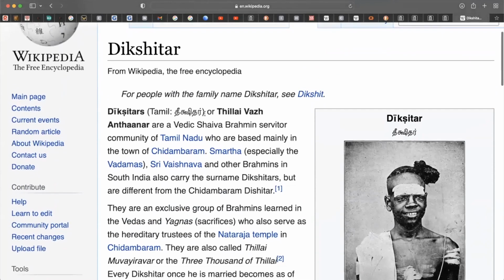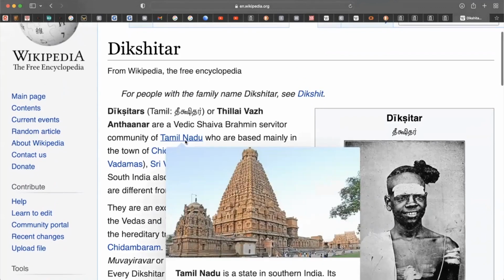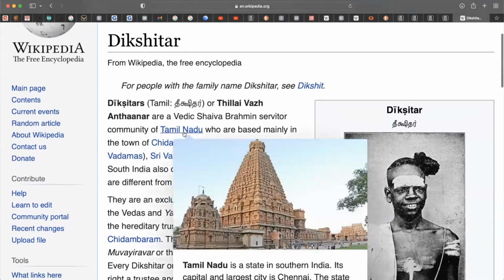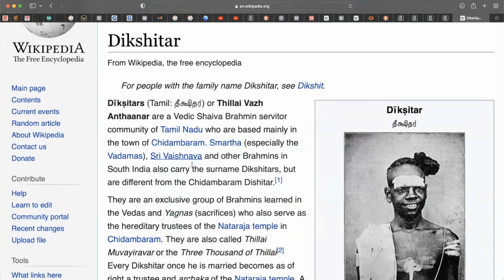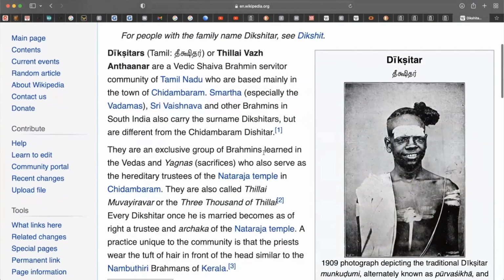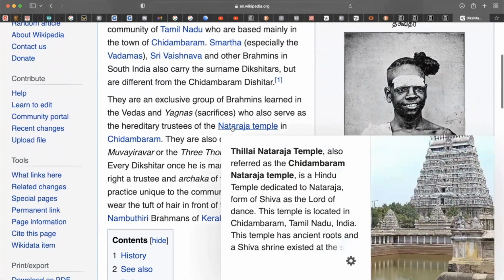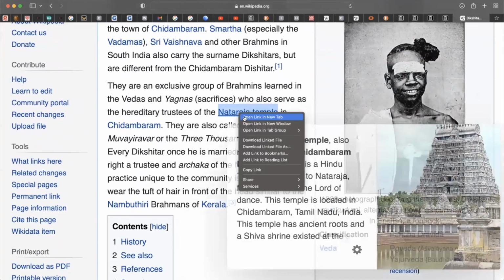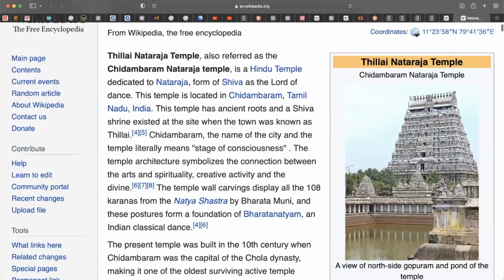Again, Dikshitars or Tillai Vazh Andanar, a Vedic Shaiva Brahmin servitor community of Tamil Nadu. And look at that temple there in Tamil Nadu that was built by his ancient ancestors. That's who built that, who are based mainly in the town of Chidambaram. He's from Chidambaram. They are an exclusive group of Brahmins learned in the Vedas and Yagnas. This is a Brahmin sacrificer who also serves as the hereditary trustee of the Nataraja temple in Chidambaram. All right, he is the hereditary. These are his people who built this temple.